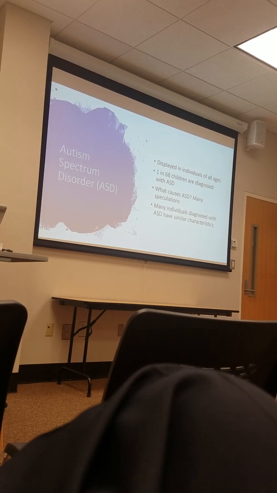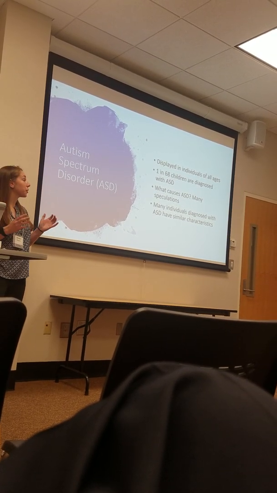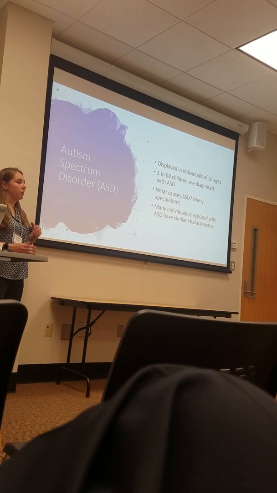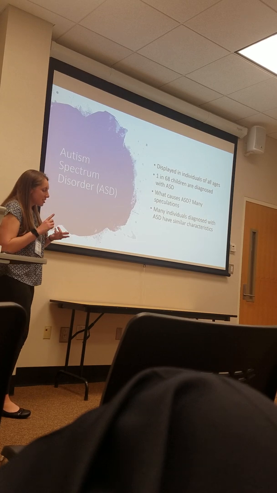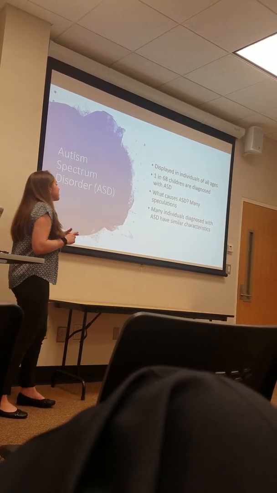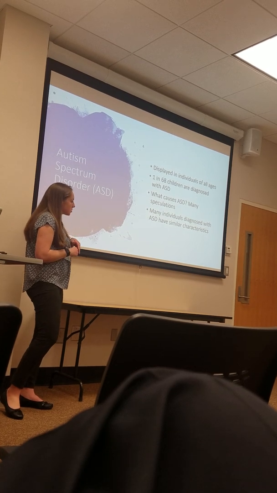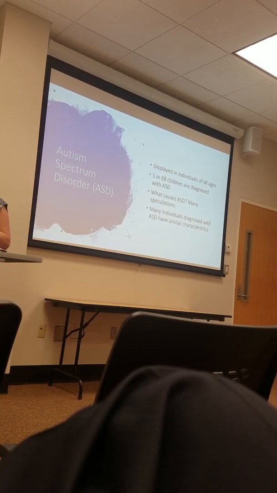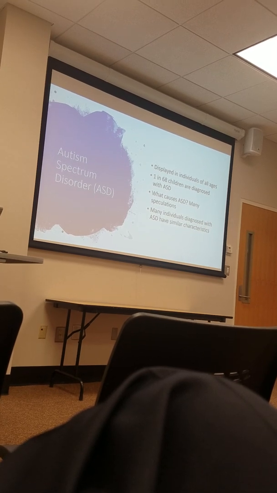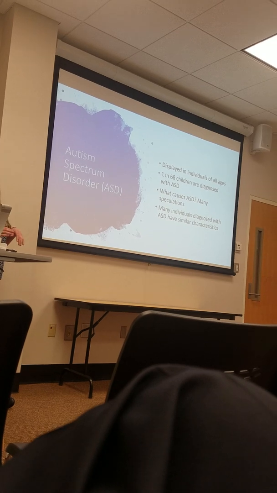1 in 68 children are now being diagnosed with ASD in the United States, which is kind of a huge number. So many speculate what causes ASD, why is it happening? Well, there have been a lot of theories about vaccines, GMOs, age of the parent, and substance abuse, but nothing has been proven yet, and nothing has been determined. And once again, with everyone at this age, there's a lot of different characteristics, but they also share a lot of characteristics.